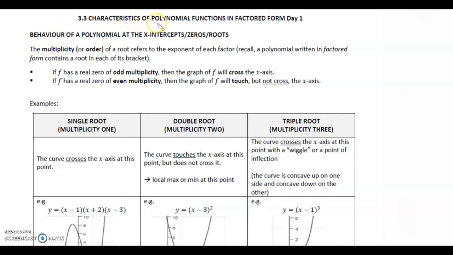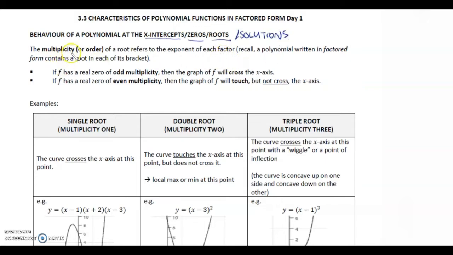3.3 Characteristics of polynomial functions in factored form. Okay, behavior of a polynomial at the x-intercept, zeros, or roots. Just a little bit of a review of wording. If a question asks for the x-intercepts or zeros or roots, those all mean the same thing. It could also ask for, what are the solutions?